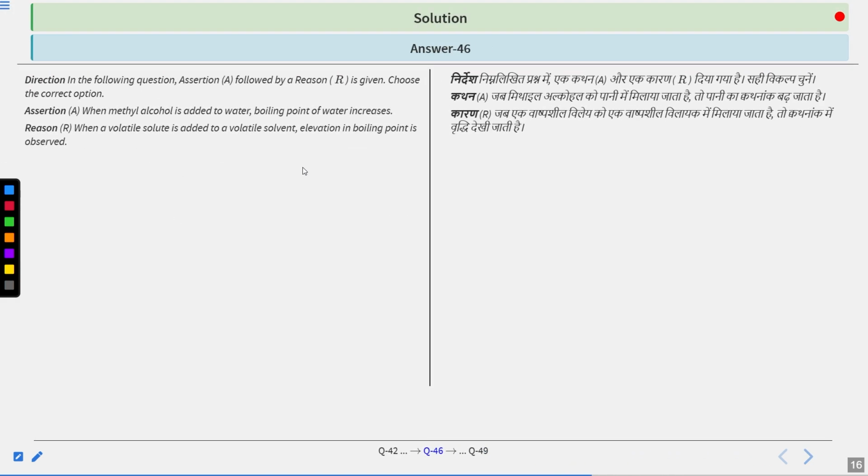So in this question, you are given a direction that we have an assertion, means a statement, and whose reason is given. We have to see whether these statements are correct or not, and whether this reason is a correct explanation of A or not. So correct answer will be D.